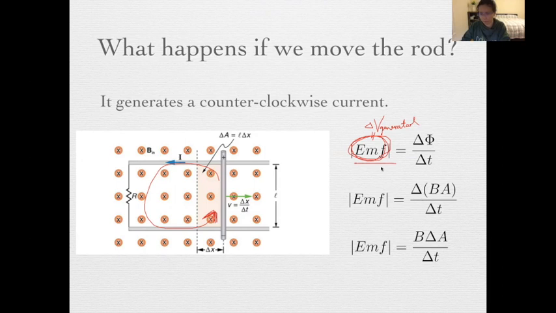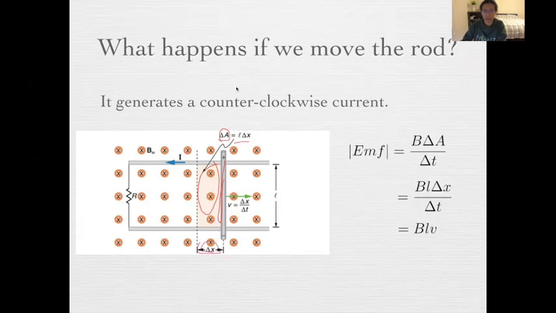This generated EMF is nothing but the change in the flux. Because we want to counter the change in flux, and we know the flux is B times A, where A is the area and B is the magnetic field. Here B is constant, but the area of this loop will change. This area is nothing but the length of the rod times delta X. So we can substitute that in: delta A is L times delta X, where L is a constant, and delta X over delta t is the speed. So the voltage generated by moving this rod will be BLV.